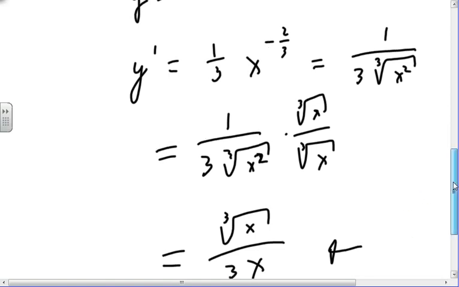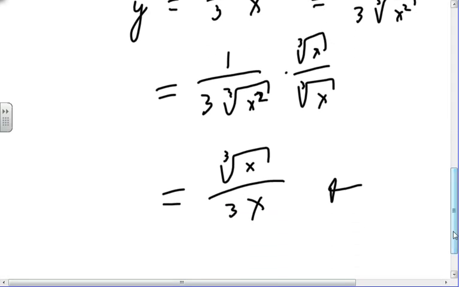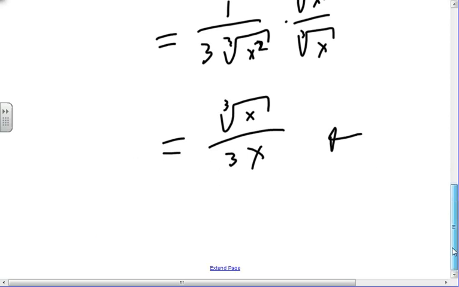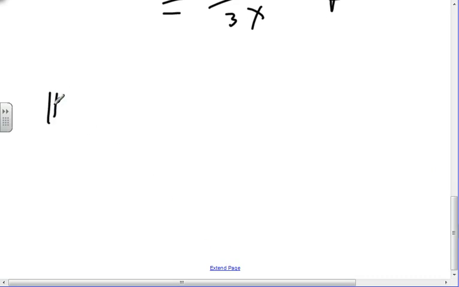But if you have to rationalize the denominator, that's how you would rationalize it. And all right, we'll do 44, and then we'll go on to the next section. Number 44.